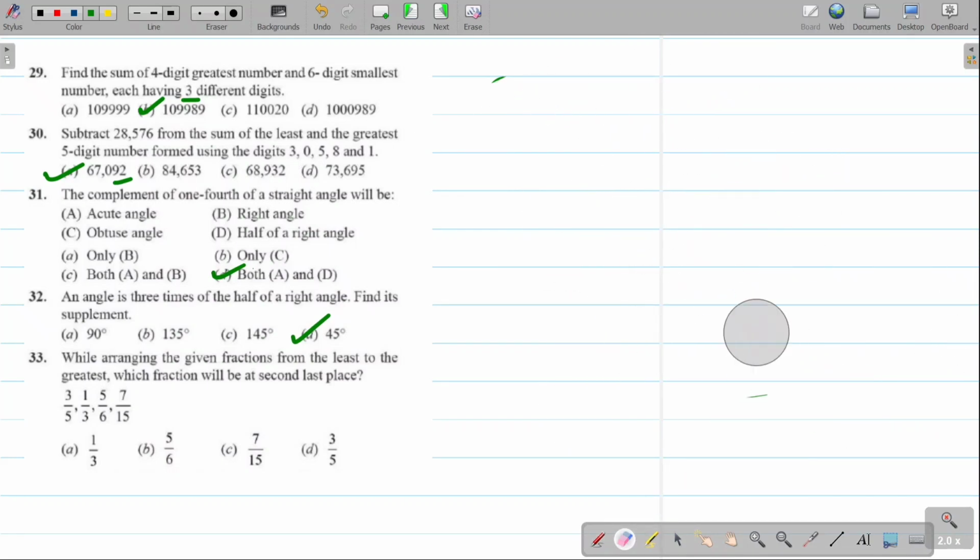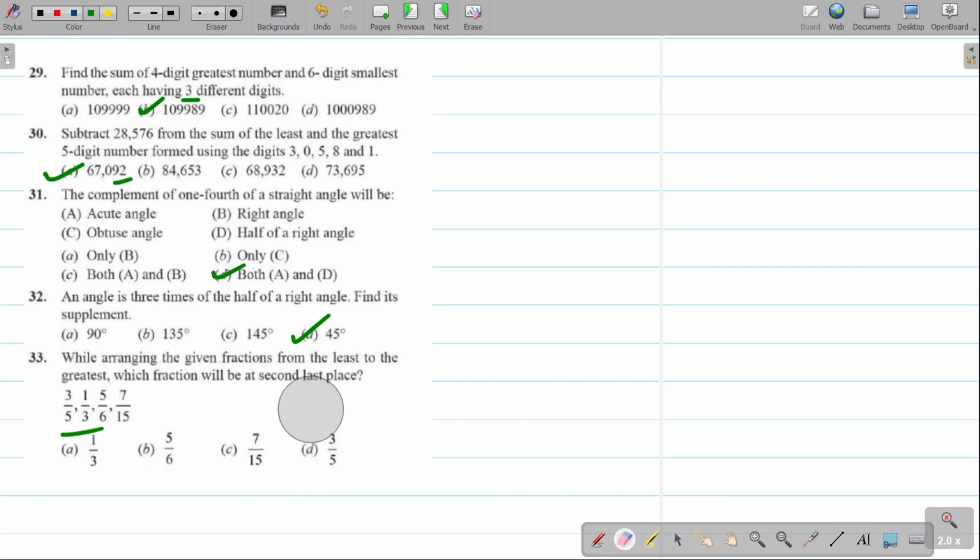it says while arranging the given fractions from least to the greatest, which fraction will be at the second last place? So basically this question asks us to find the second largest fraction. This whole statement is kind of written in a disguised manner, but what it actually asks is we need to find the second largest fraction from these given set of fractions.